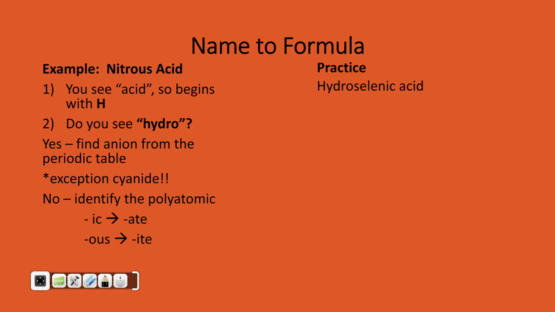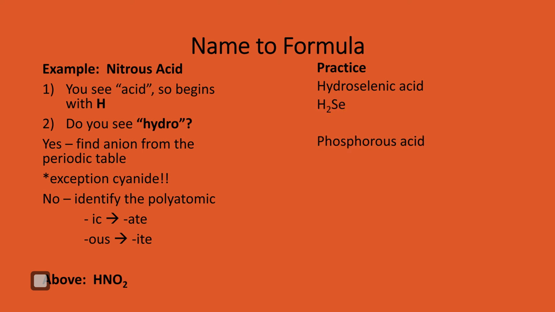So hydroselenic acid, I see hydro. That means I'm looking at the periodic table. Selenic is selenide, or selenium. So that's Se. Se has a 2 minus charge, so H2Se. Okay. Phosphorous acid, no hydro, off the polyatomic. This is PO3, 3 minus, so I need 3 hydrogens, H3PO3.